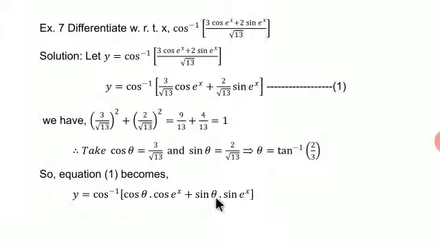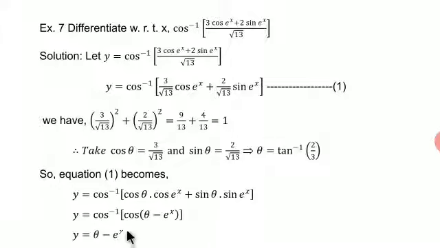Means we observe this bracket is of the form cos A cos B plus sin A sin B. It is the formula for cos of A minus B. So we get y is equal to cos inverse of cos of (theta minus e^x). So we get y is equal to theta minus e^x, because we know cos inverse of cos theta is theta.